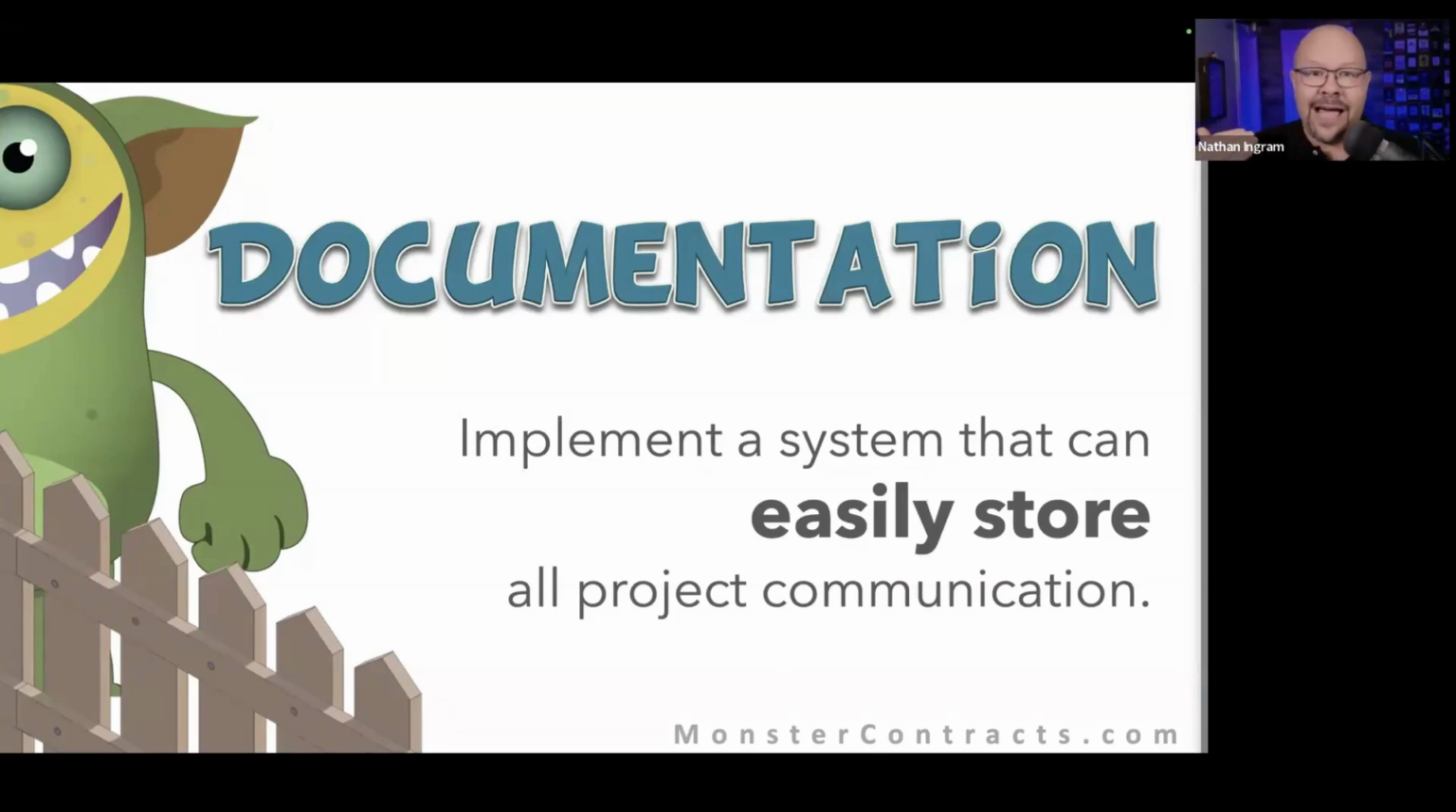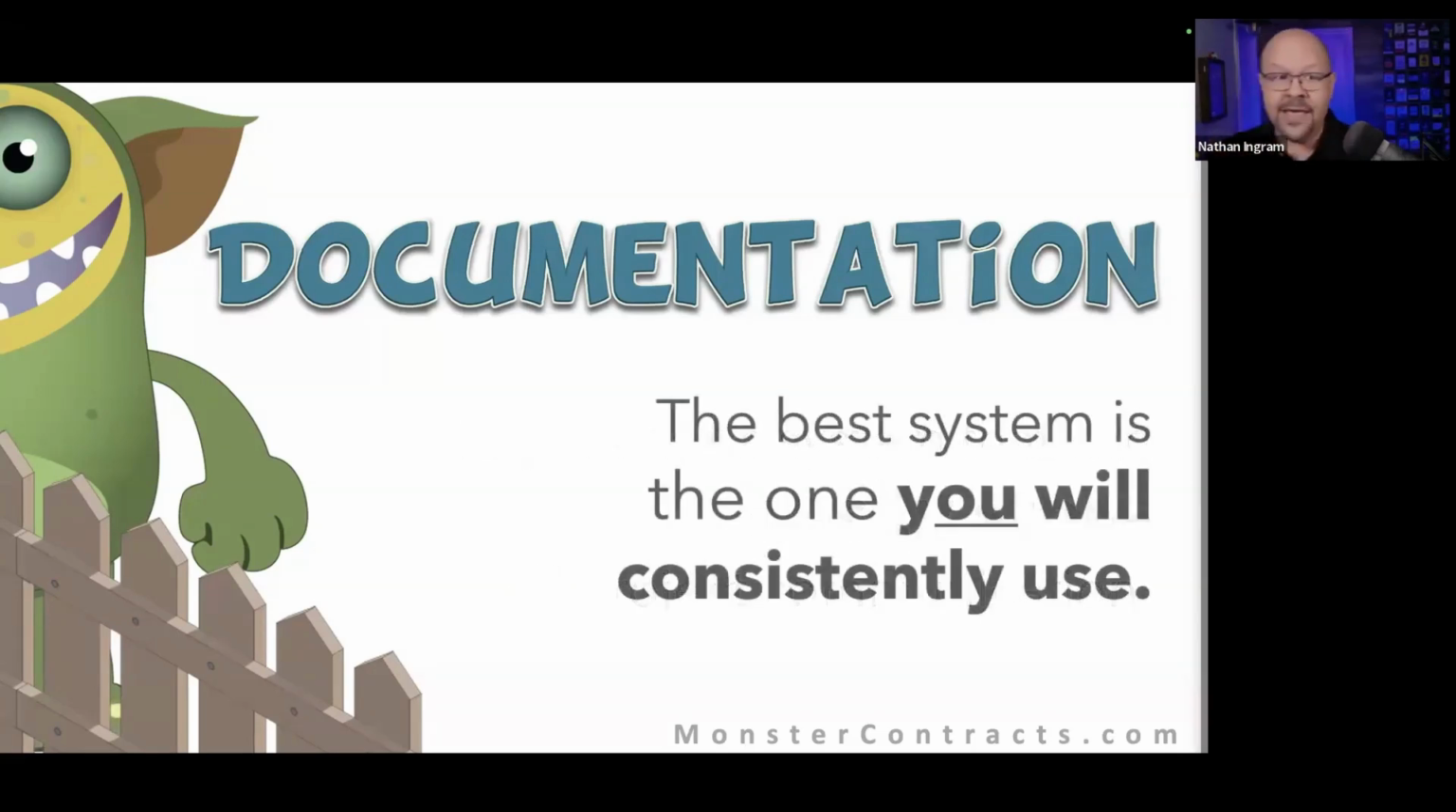I can't tell you how many times I would go back and look for some decision that was made, and it happened to be like 13 levels deep in an email thread where the subject line had nothing to do with what we were talking about. So some sort of system where we can keep good documentation and that is referenceable later. Now, which is the best? I don't know. The best is the one that you are going to consistently use.